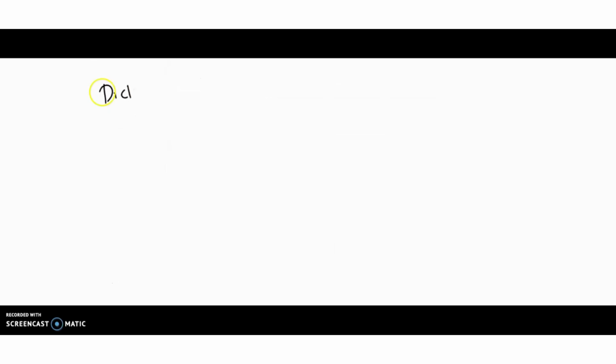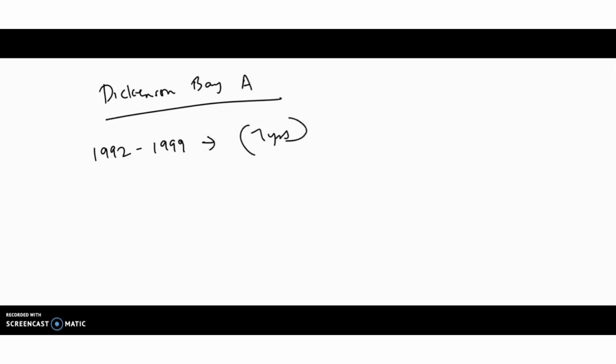So we are dealing with Dickens. Sorry, did I say Dickens? I mean Dickinson. I believe it's Dickinson's Bay. My bad. If I've been saying the wrong thing all the time, sorry about that. So we're talking about a period of 1992 to the year 1999, which is in fact 7 years. And for the year 1992, the actual width was 22 meters. And in the year 1999, it went down to 8 meters.